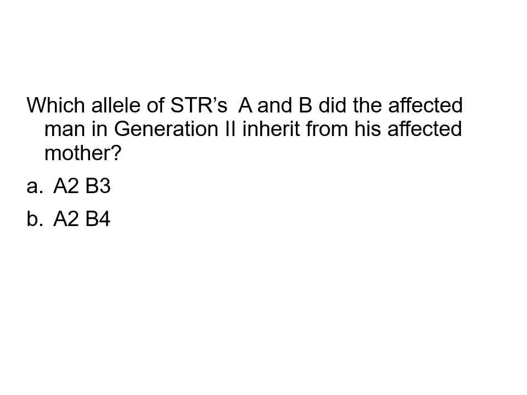Which did he get from his affected mother, A2B3 or A2B4? Okay, he got A2 and B3 from his affected mother. And you can look at the genotypes of the various people and see that this is the only way it could work out, that he got one allele from each of those loci from each of the parents, as well as the disease from the affected mother.